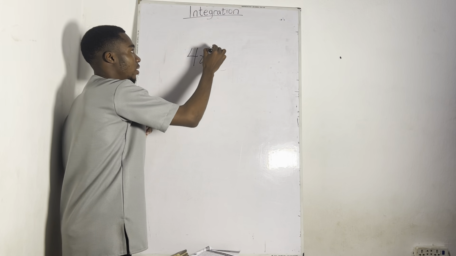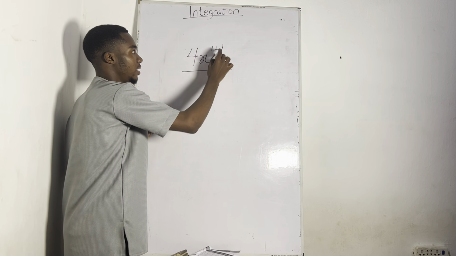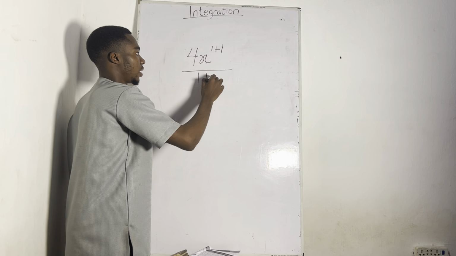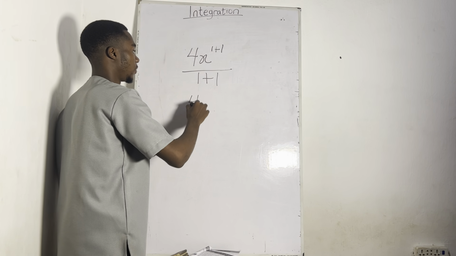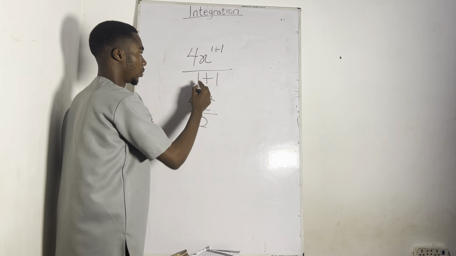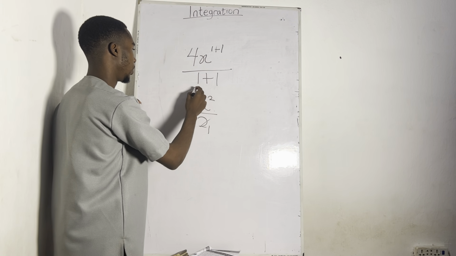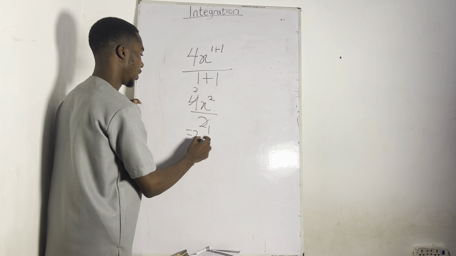Yet then you add 1 to it. Then you do the same thing. You divide it by whatever is at the exponent, which is 1 plus 1. So this will give us 4x. 1 plus 1 is 2. Then over 2. 1 plus 1 is 2. So this is what you have. So 2 will go into itself, 1 will go here, 2. So you'll be getting 2x squared.